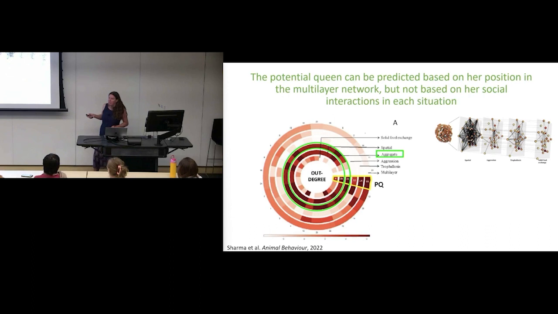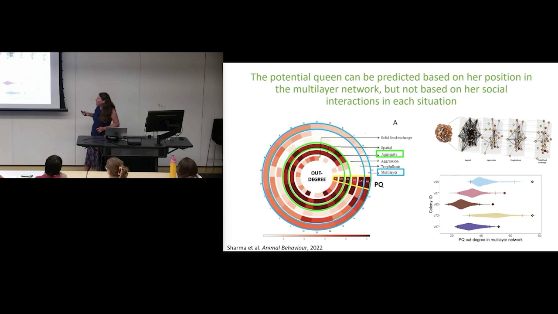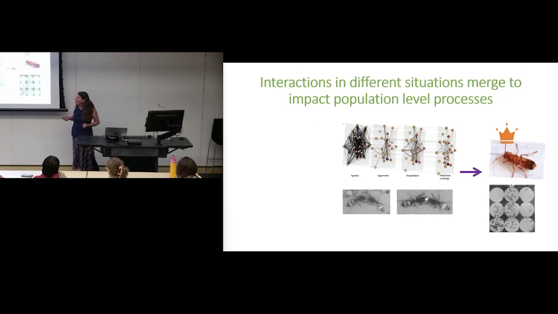And the darker that it is, the higher red the individual is. We found that in all five colonies that she looked at, the observed potential queen and her rank was significantly higher than random, only when we considered all interactions in the multilayer network structure. So we already have two examples of how interactions in different spatial and different situations combine to affect important collective outcomes. What about the causes of these different social interactions?